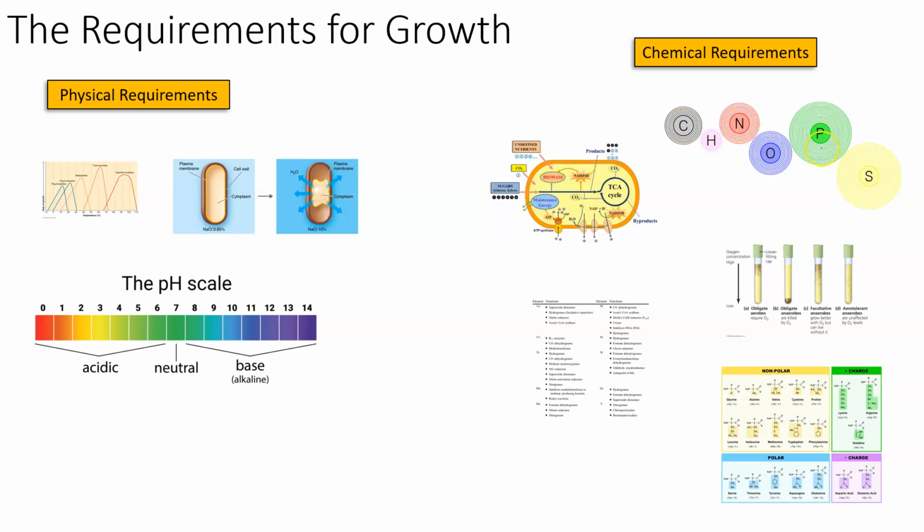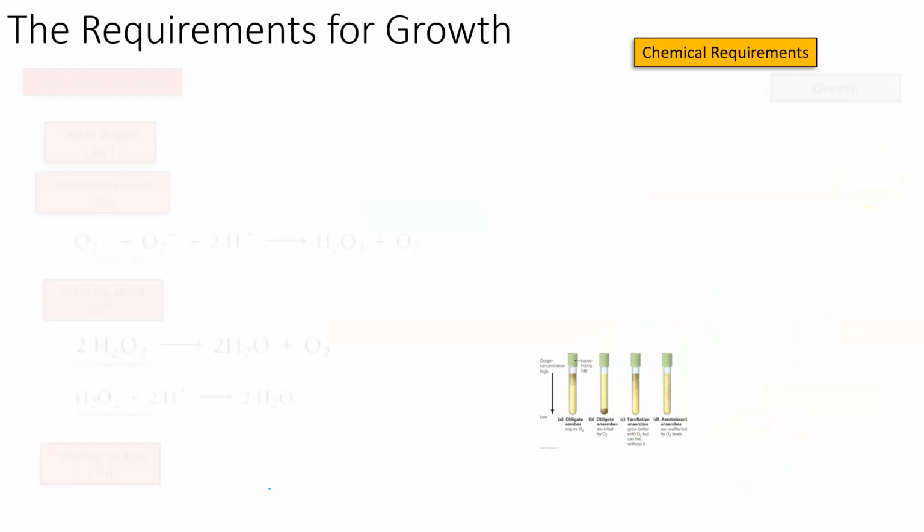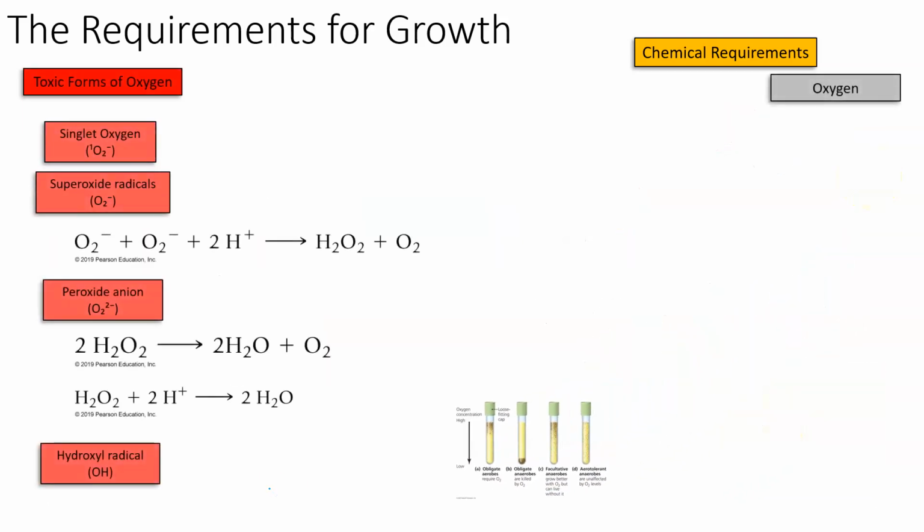Okay, so we've talked through carbon, we've talked through amino acids, and a variety of different chemical components like carbon, nitrogen, phosphorus, and sulfur. Now we need to talk about oxygen requirements. Okay, oxygen obviously is an important chemical requirement, not only for eukaryotic cells, but we also have oxygen requirements for microbial growth. And those oxygen requirements are usually toxic, right? So there are a variety of different toxic forms of oxygen, and we're going to talk through these.